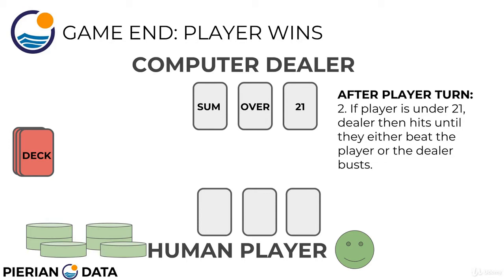So in our simplified version of the game, what's going to happen is the computer dealer keeps hitting until they either beat the human player or until they bust. So eventually what may happen is they keep hitting and then they bust, meaning they have a sum over 21, and if that's the case, the human player wins, and they actually then double their bet money, and that goes to their bankroll, and we have a happy human player.